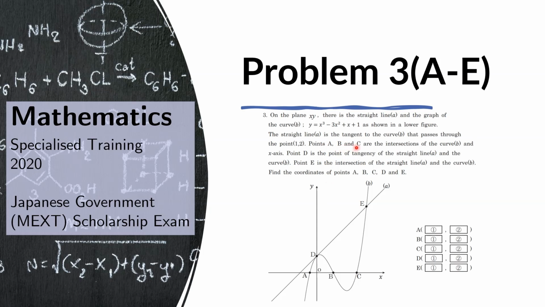Points A, B, and C are the intersections of the curve B and the x-axis. Point D is the point of tangency of the straight line A and the curve B. Point E is the intersection of the straight line A and the curve B. Find the coordinates of the points A, B, C, D, and E.